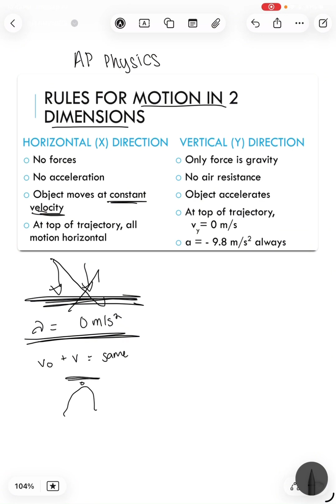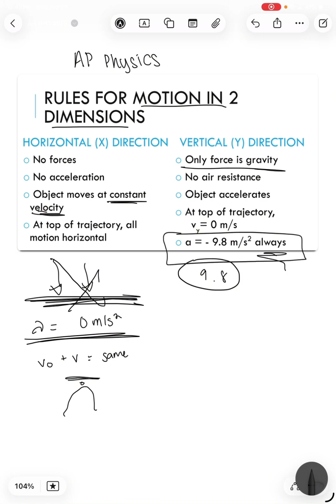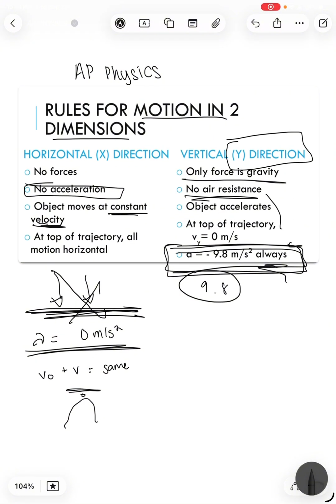All right? And then as for our vertical y direction, the only force acting upon it is gravity. And we know gravity, as it is falling down or being pushed up with no air resistance, which is what we'll be mainly focusing on, is no air resistance. The acceleration due to gravity is 9.8 meters per second squared, and it's always that. So acceleration is automatically a given, the same way it's a given over here, which is 0. Over here, it's 9.8 in the y direction. It has no air resistance, which is why this applies.